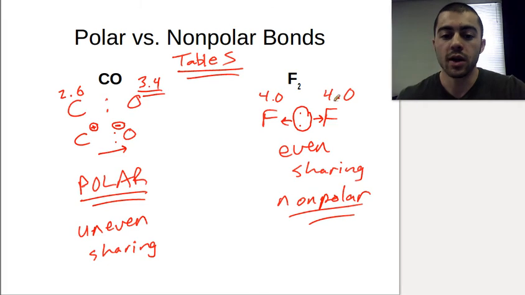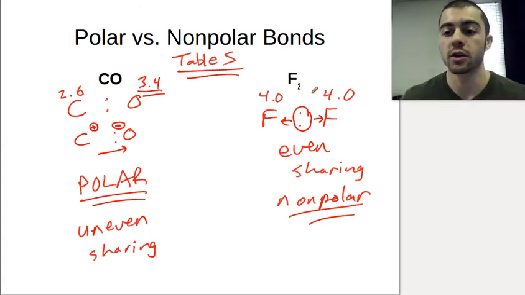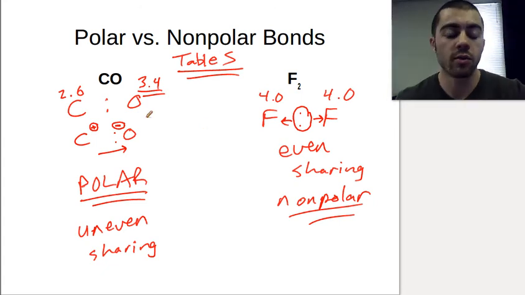So basically, if you have two of the same element bonded together, that's going to make it nonpolar because they're going to have the same electronegativity values. They're going to share the electrons evenly. If you have two different elements, that's going to make it polar because they're going to have different electronegativity values and therefore share the electrons unevenly. The electrons are going to be pulled more towards one side than the other, and it's going to make a negative and a positive end of that bond.